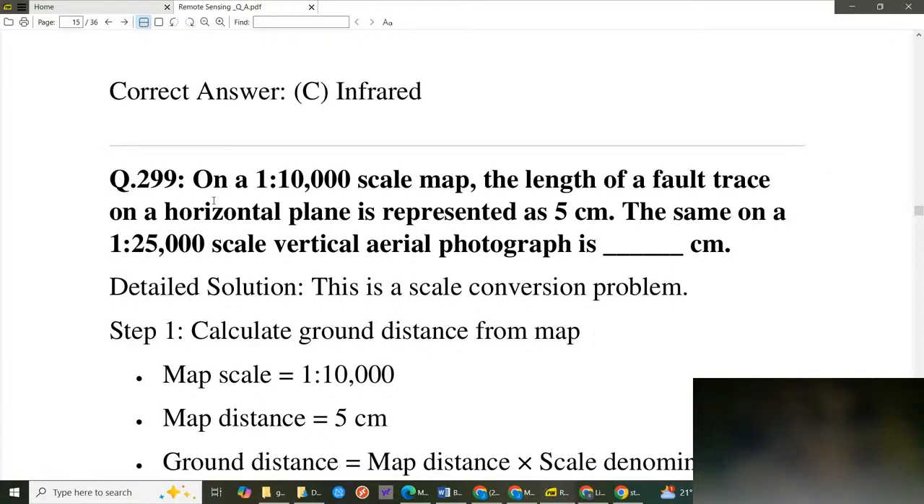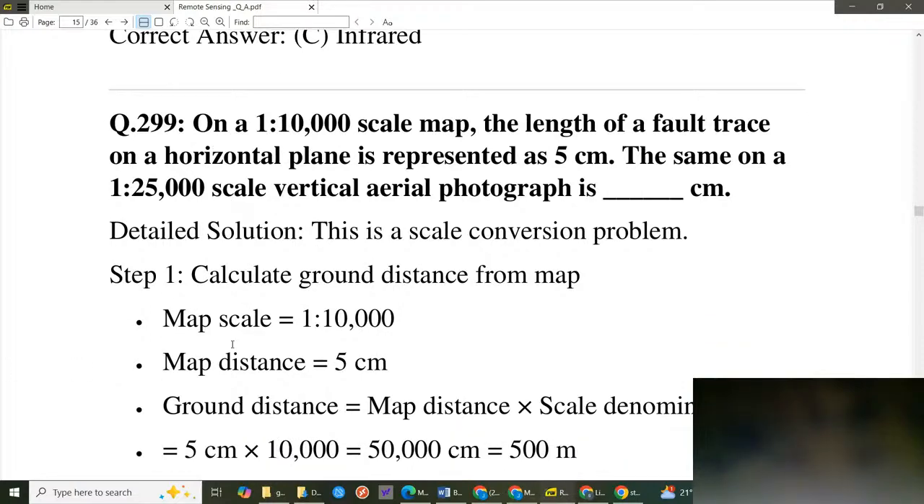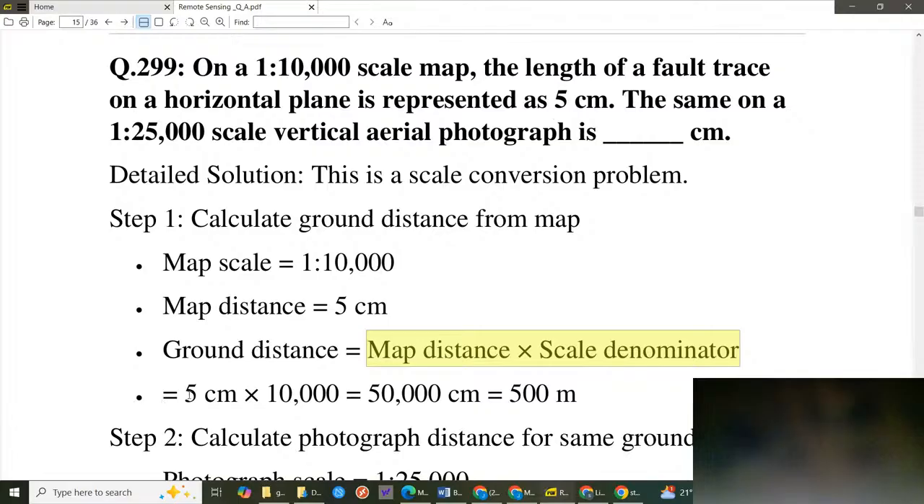So the question is: on a 1 to 10,000 scale map, the length of a fault trace on a horizontal plane is represented as 5 centimeters. The same on a 1 to 25,000 scale vertical aerial photograph is? Detailed solution: this is a scale conversion problem. Step 1: calculate ground distance from the map. Map scale is 1 to 10,000, map distance is 5 centimeters. Ground distance is map distance multiplied by scale denominator: 5 centimeters multiplied by 10,000 is 50,000 centimeters, that is 500 meters.